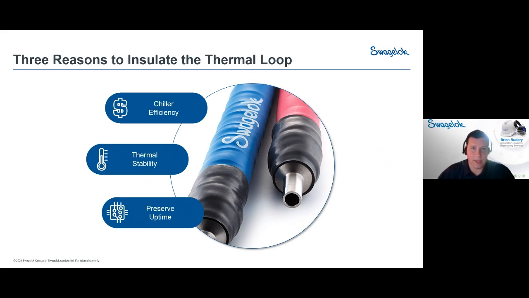First and foremost, we want to make sure that we are enabling greater chiller efficiency. So our insulated hoses are going to boost that efficiency by ensuring stable temperatures. So we want to keep those temperature variations to an absolute minimum. And speaking of that, thermal stability is going to make sure that we're able to reduce heat loss and prevent condensation, which are both going to help make sure that we can preserve and maintain steady uptime within the fab processing site.